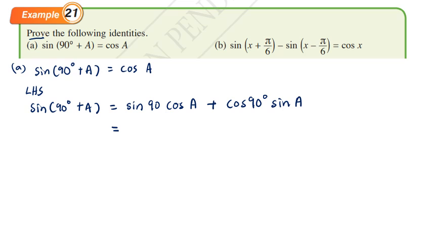Okay, kita tengok sin 90 is 1. Use your calculator. Cos A plus cos 90 is 0 sin A. So 1 times cos A is cos A. 0 times dengan sin A is 0. So, tara! Kita dapat the answer is same to the right hand side, cos A. So, hashtag proven.